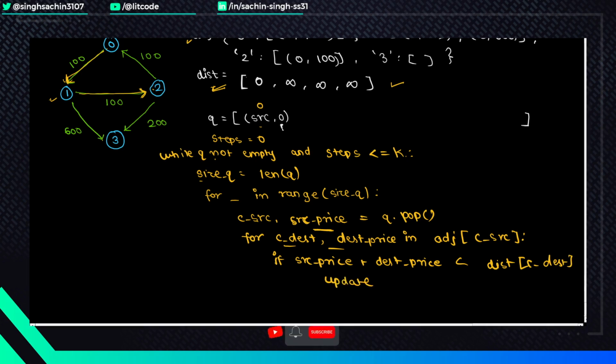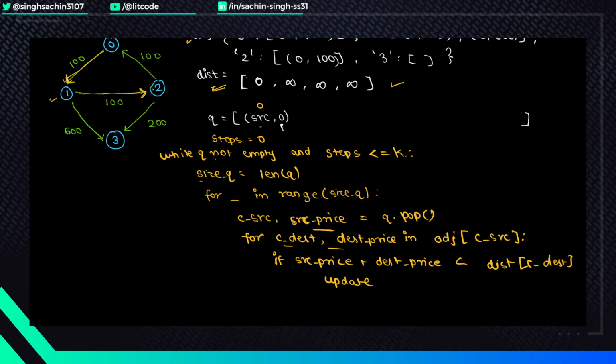Okay, so here, in this case, we'll have 1 and 0. So my cdest will become 1, and the destination price will be 100. Now I will check if there is another way to reach 1, which we have already seen, with the minimum spend.